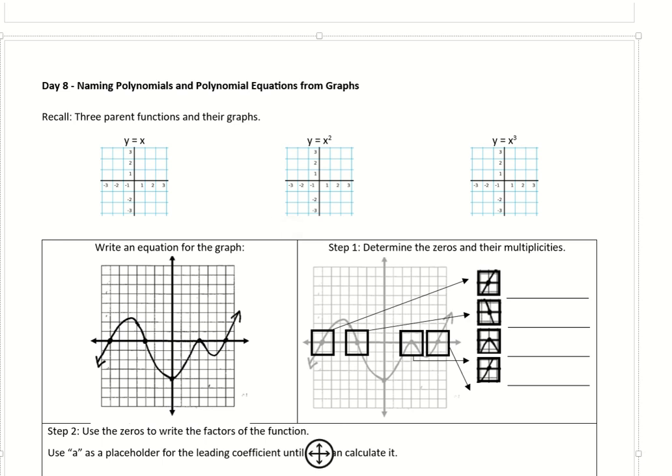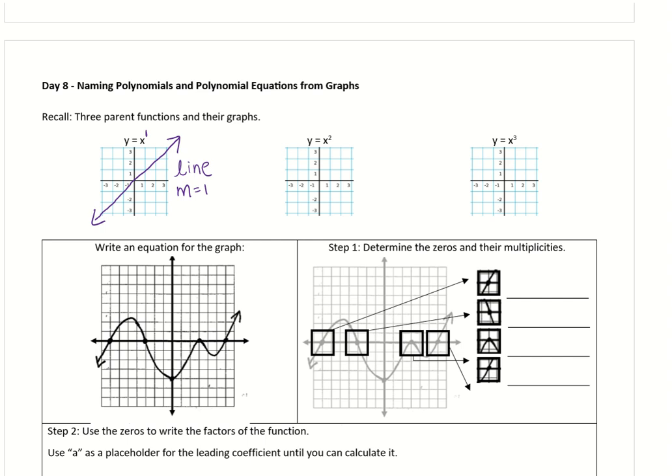Here we have y equals x. If we graph that, it makes a line. Now keep in mind the exponent that goes with this is 1. So if we have a line, we know the multiplicity is going to be 1. We learned about that last class, what multiplicity is.